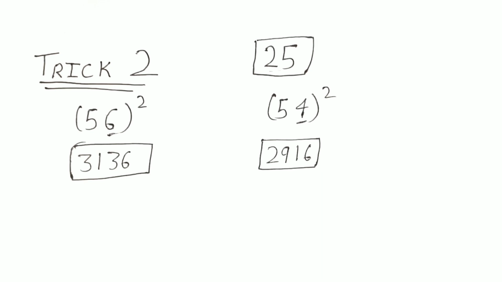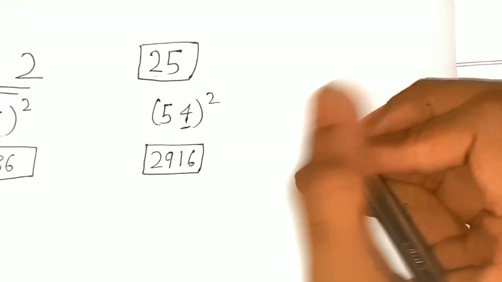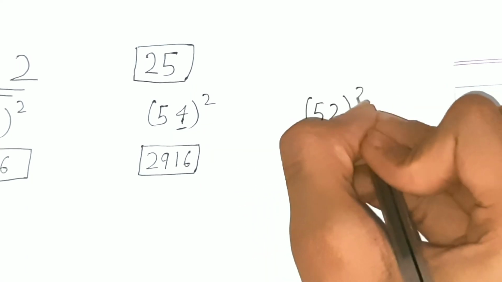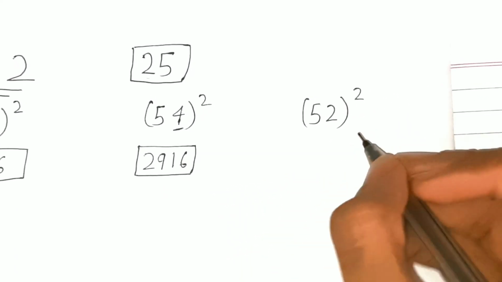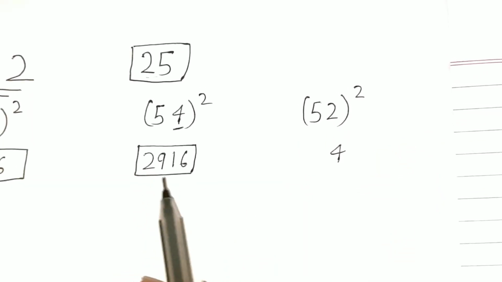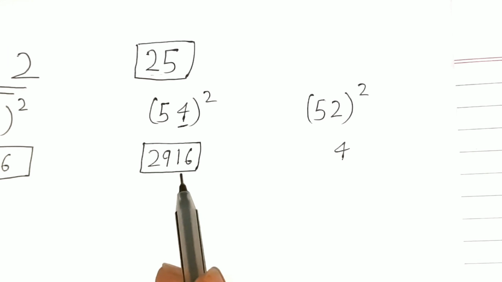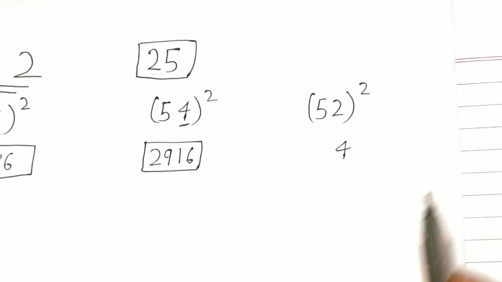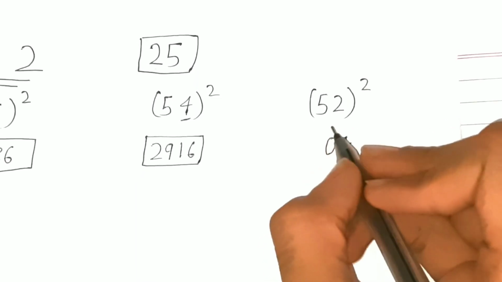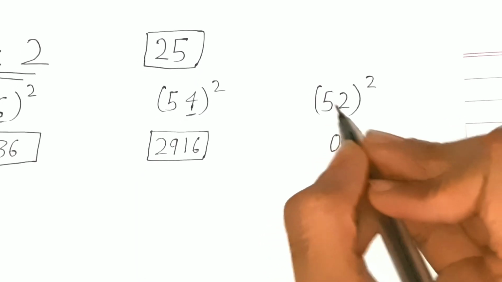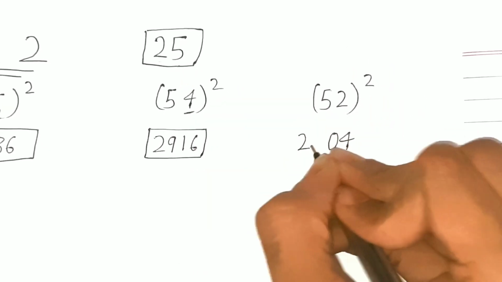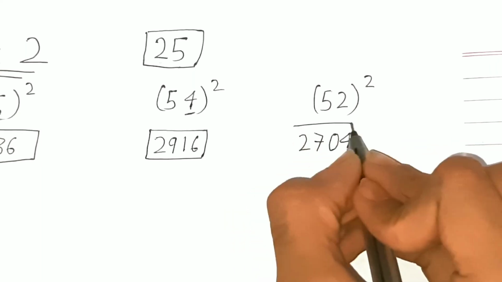Let's try one more example. Let's take 52. As it is 2 units bigger, we'll write the square of 2. But now over here, as you can see, we need this square of the unit digit in 2 digits, so we'll add a 0. Now as it is 2 units bigger, we'll add 2 to 25. So our answer would be 2704, and here we are.